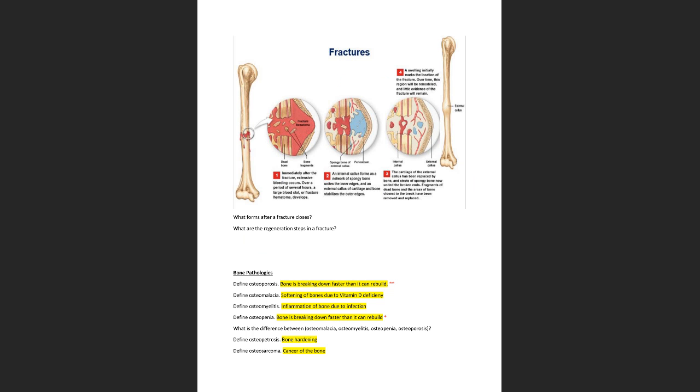Now, fractures and how they form. The first step of a fracture is extensive bleeding. There is a big blood clot that happens. The periosteum is exposed.